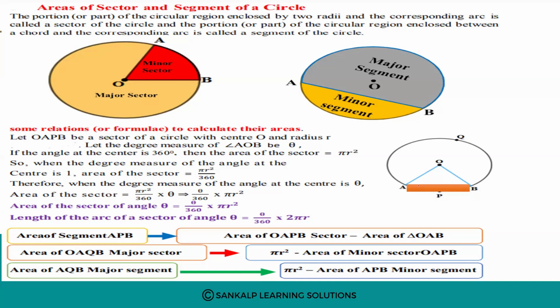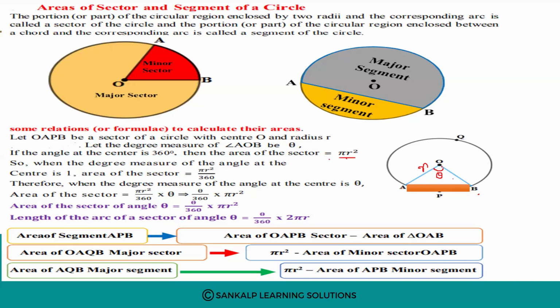OAPB is part of a circle with center O and radius R. Let the degree measure of angle AOB be theta. So here it makes an angle theta. If the angle at the center is 360 degrees, then the area of the sector is pi r square. This is the area of the circle.